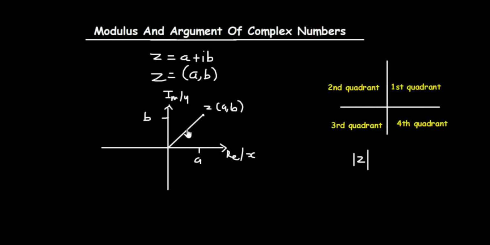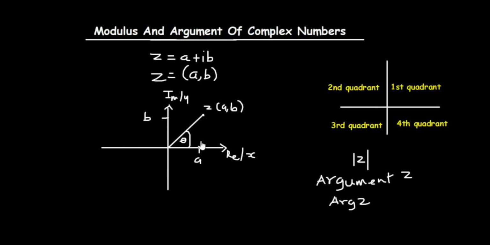When you look at this line here, which is the modulus, it makes an angle with the positive x axis. Let's name this angle theta. This angle theta here is known as the argument of the complex number z, written in short form as arg z. So that's the argument of the complex number z.